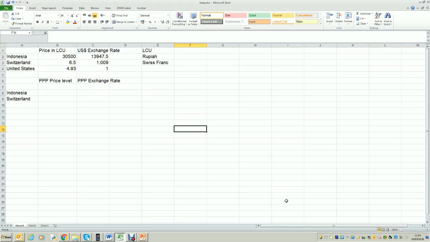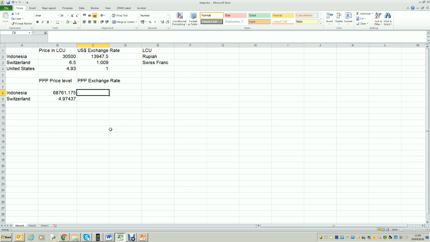Next, we make use of these concepts to calculate the purchasing power parity price level and the purchasing power parity exchange rates. The purchasing power parity price level is given by the product of the exchange rate and the price in the US. So for Indonesia, we have the product of the exchange rate of the rupiah and the dollar multiplied by the price in dollars of a Big Mac. And we do the same calculation for Switzerland. So we take the exchange rate, Swiss francs per US dollar, and multiply that by the price in dollars for a Big Mac in the US, and we get a value of 4.97.